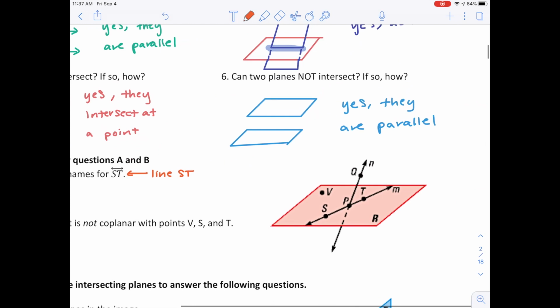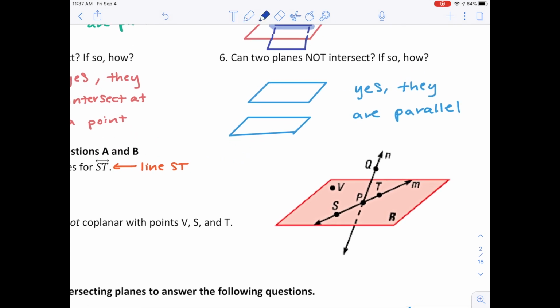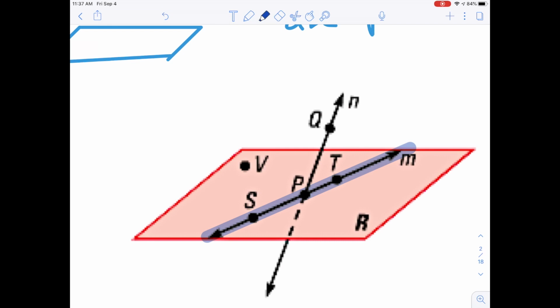So what I want to do is look at this figure and figure out where line ST is. Line ST is the line that has points S and T on it. And if you notice, there's some other stuff going on. We have a different point. Point P is collinear with points S and T. And all 3 of those points are collinear on line M. So that's kind of the nickname for this line. They're all the same line.